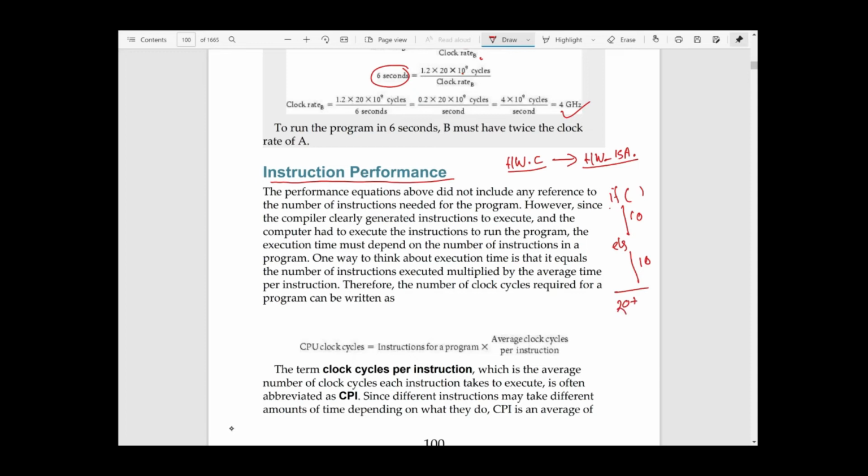But whenever you execute the program, you will execute either this part or this part, so you may not execute all the 20 instructions. That's why we use a term called instruction count. Instruction count is not the total instructions available in the computer. Don't think in that way. Instruction count means the total instructions executed every time you run the program.